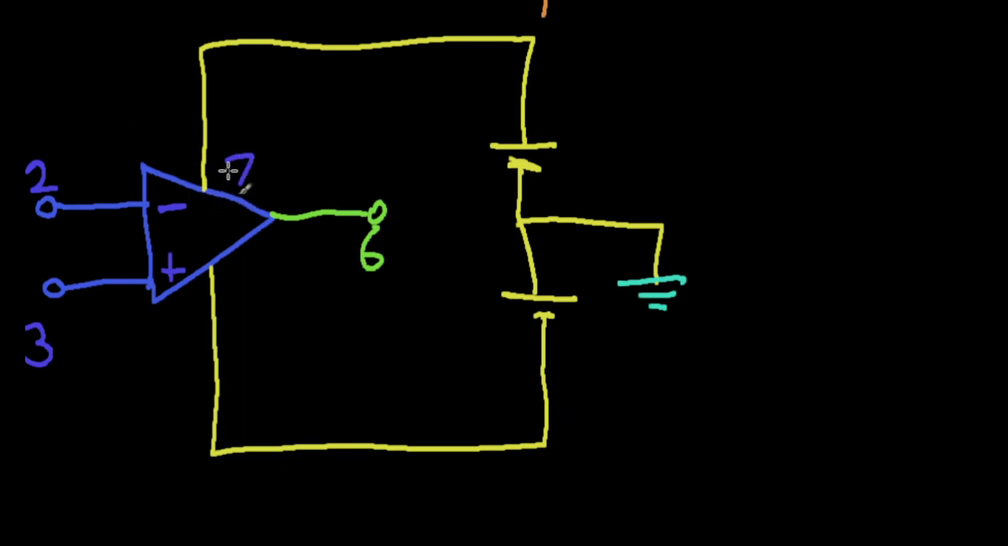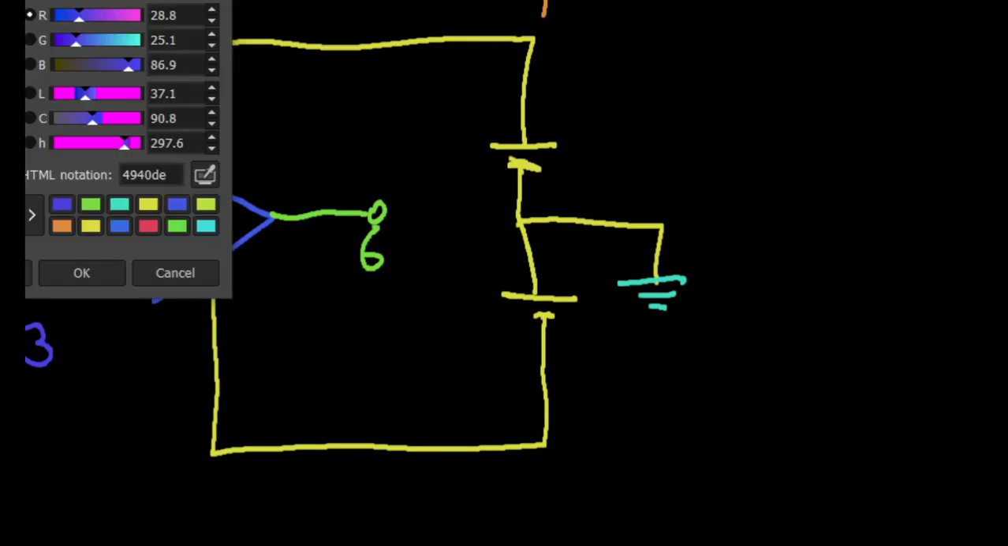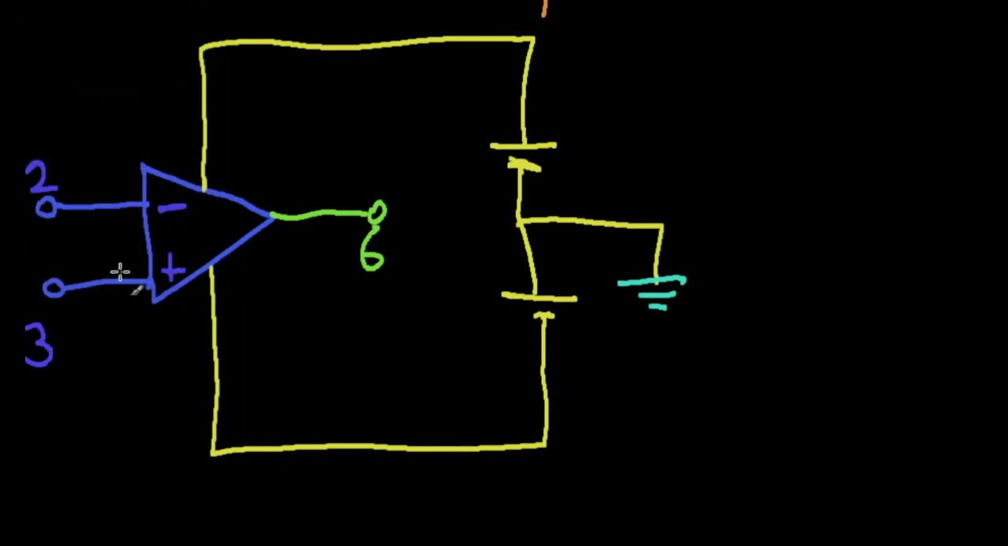7 is your positive power supply, so I'll draw a small plus here. 4 is your negative power supply, so I'll draw a minus here. Actually, you can clearly see why. These two cells have the same value, which we'll call VCC. So this cell and this cell both have a value of VCC. I think you can see why 7 is the positive supply and 4 is the negative supply.